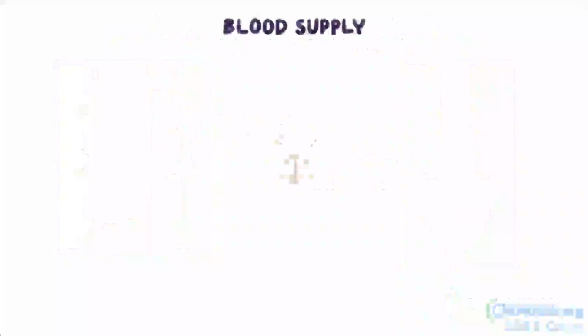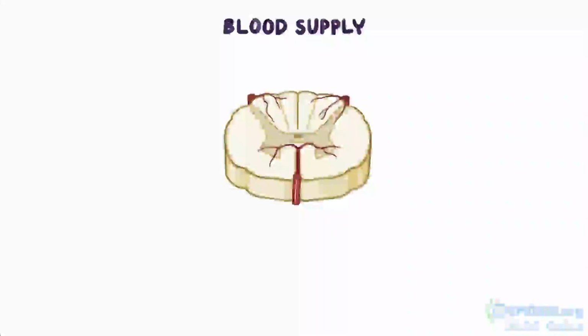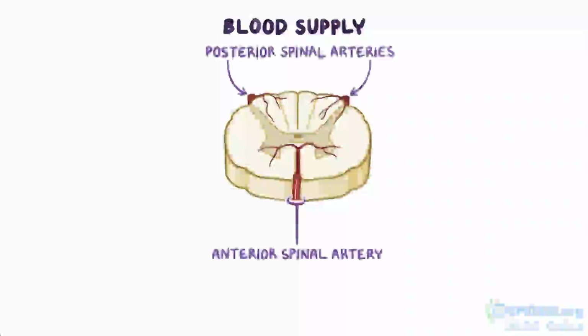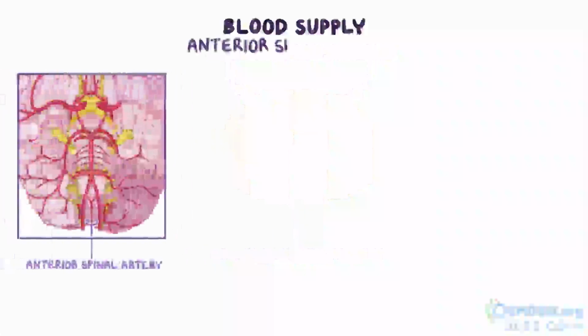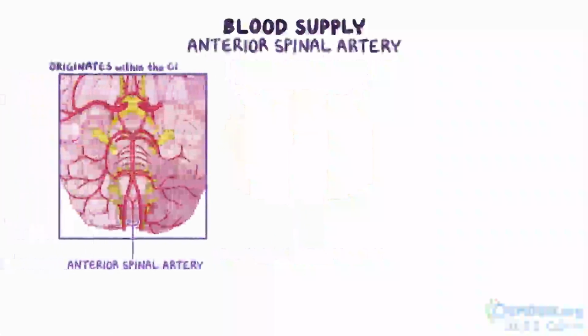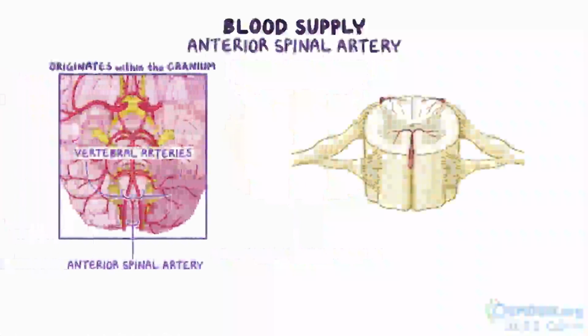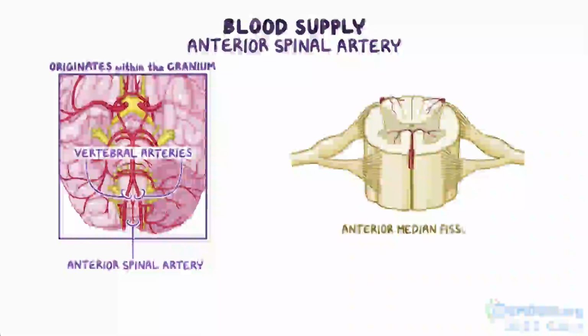The blood supply for the spinal cord comes from a few sources. First, there are 3 longitudinal arteries, 1 anterior spinal artery and 2 posterior spinal arteries. The anterior spinal artery originates within the cranium from branches of the vertebral arteries. It extends inferiorly along the anterior median fissure. Its branches, called the sulcal arteries, enter the spinal cord through the anterior median fissure.